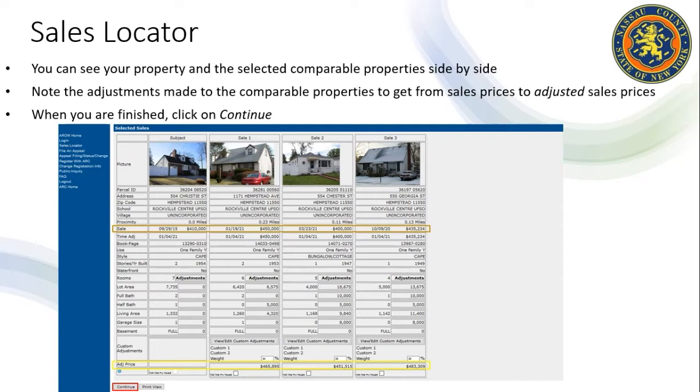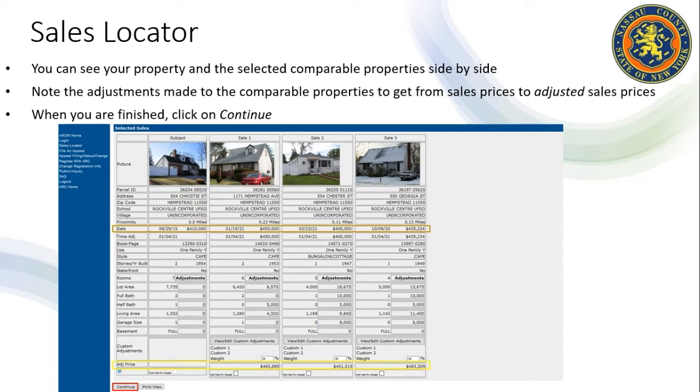It sold January 19th, 2021 for $450,000. You keep going down, it's a cape like our subject that was only built a year before ours, so it's similar in age. Now you see where it says adjustments. The computer is going to account for any differences between the subject, your home, and the comparable sales that you've chosen. So if we look at the screen, it says lot area.